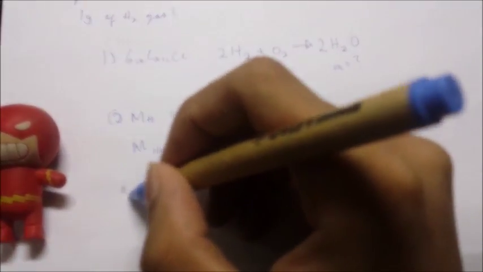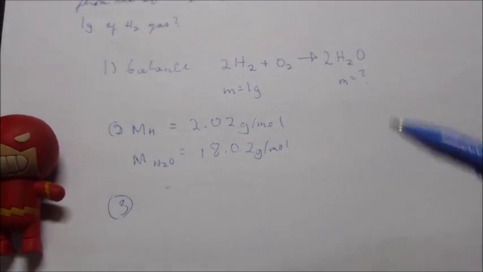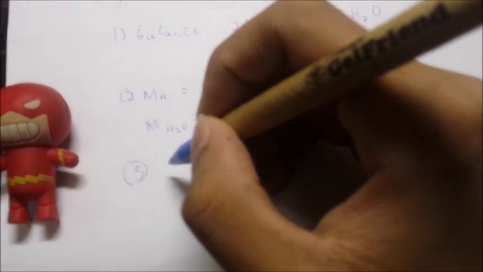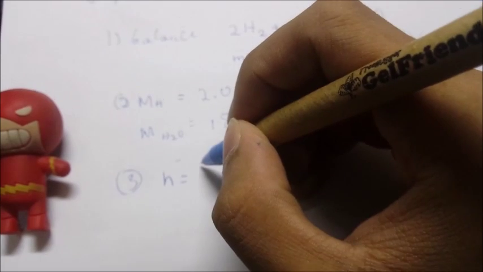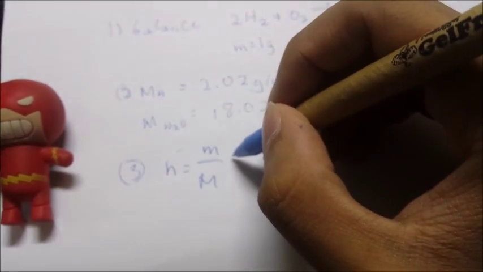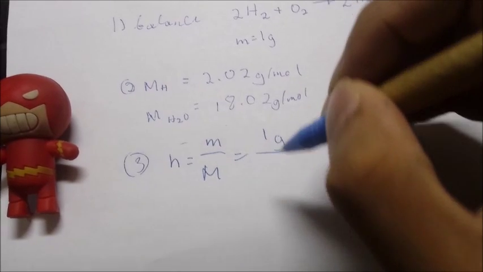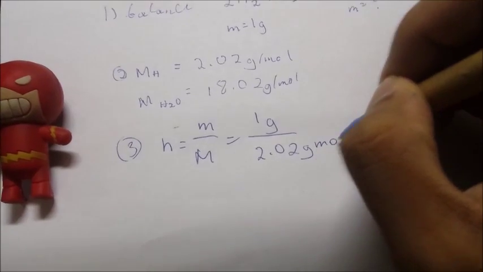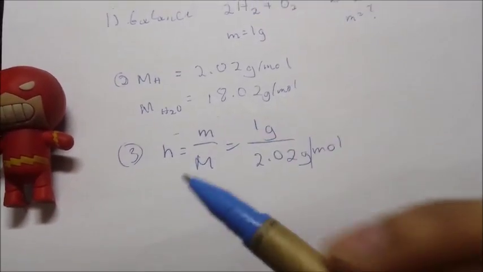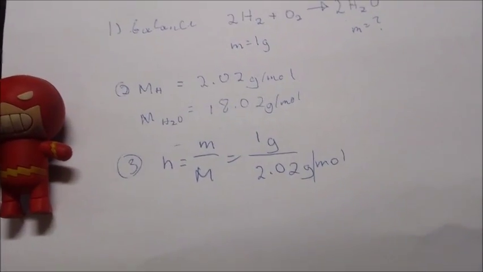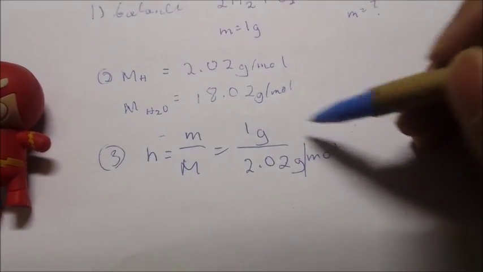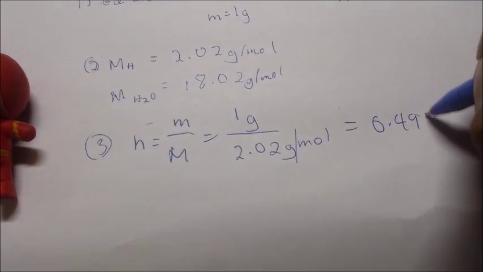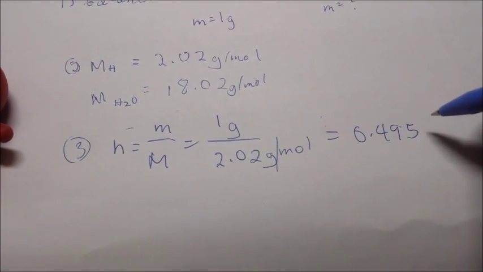Step 3 is we get the number of moles of what we have, and what we have right now is 1 gram of hydrogen gas. So number of moles is equal to mass over molar mass, which is 1 gram over 2.02 grams per mole. Applying what we had way earlier, see the formula, it's going to be equal to 0.495 moles.